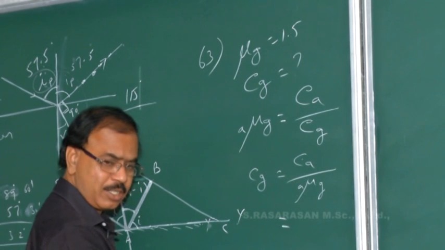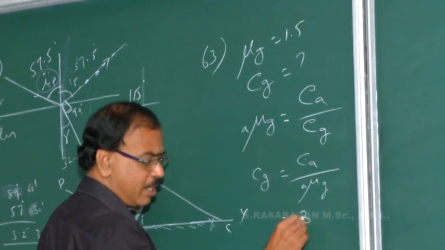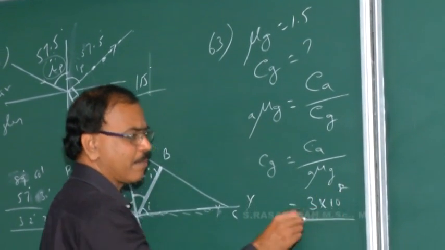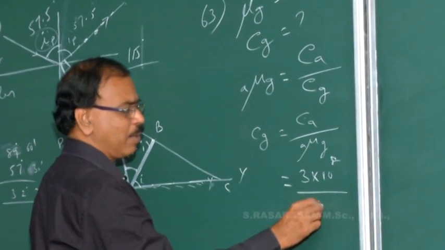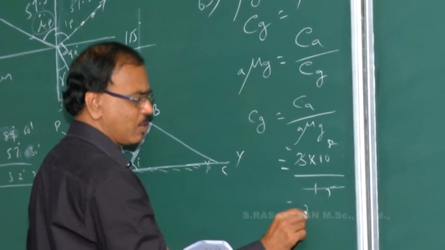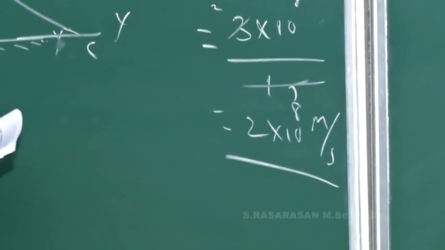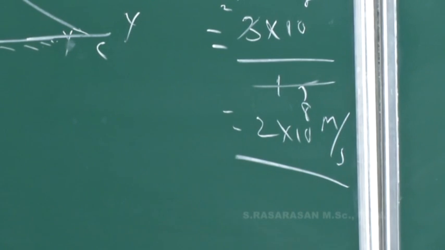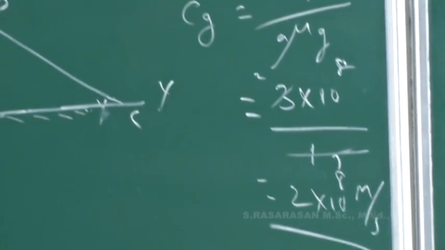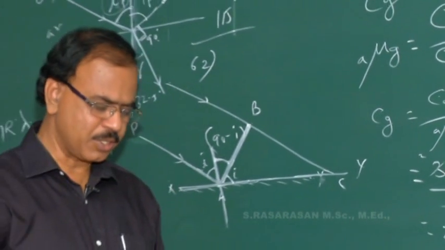Velocity of light in air, we have said many times, is 3 × 10⁸ meter per second. Mu g is given, 1.5. On cancelling we get 2. So the answer is 2 × 10⁸ meter per second. So what is the velocity of light in glass? 2 × 10⁸ meter per second. Option A is correct.